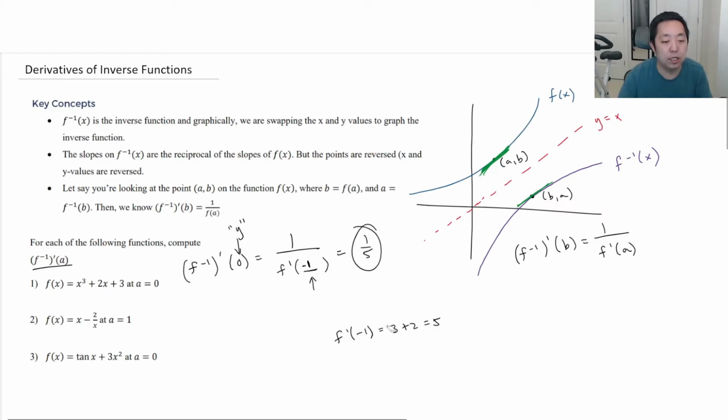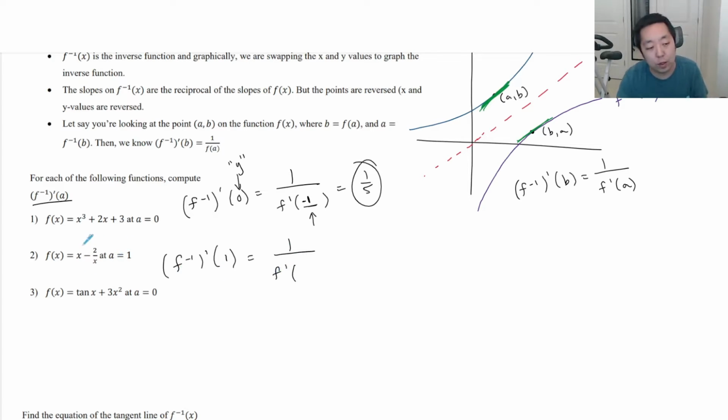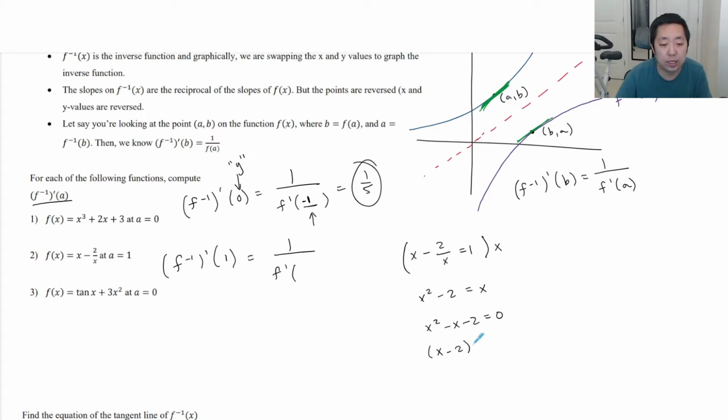All right, so let's look at the next one. f of x equals x minus 2 over x. Again I want the inverse derivative at 1, which is 1 over the derivative of the original function, not where x is 1, but where the y value equals 1. So I'm going to set x minus 2 over x equals 1 and solve for x. I multiply through by x to get rid of the 2 over x part, and then you get x squared minus x minus 2 equals 0. This factors into (x minus 2)(x plus 1).